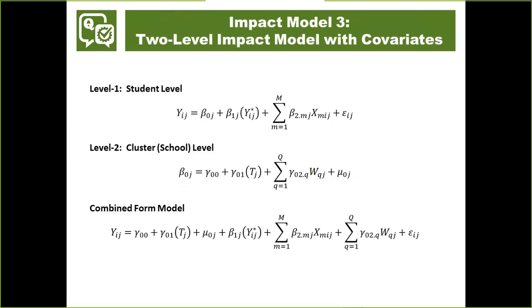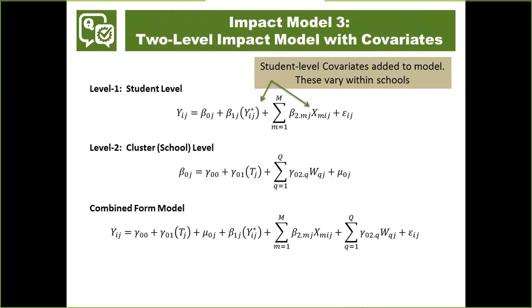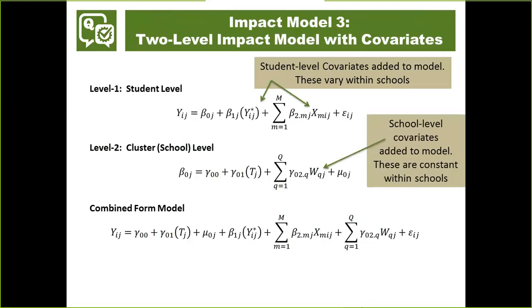When we add covariates to the model, it looks like this. Student level covariates vary within schools. So things like a student's pre-tests are different among different students within a school. School level or level 2 covariates are constant within schools. So these, like the school average percent free or reduced price lunch, are a school average measure, and all students in the school have the same value on that.